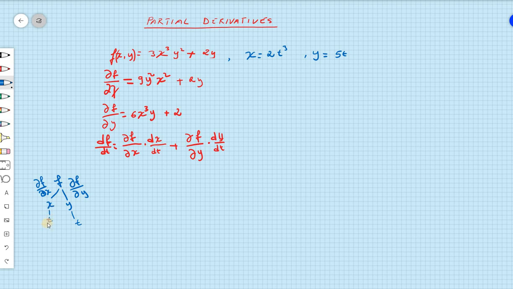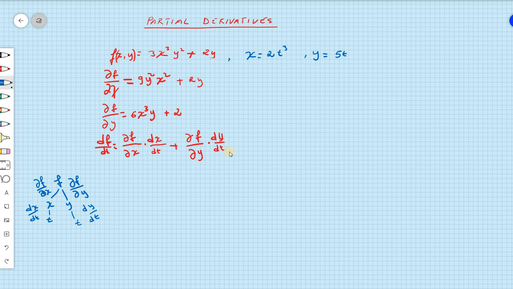X has how many variables? One variable. That means actual derivative, right? So regular derivative, which is dx dt. Same thing here, dy dt. Now once I have this, then I can go ahead and write my formula. Actual df dt equals partial df dx times actual dx dt plus this side, and that's what you have there.